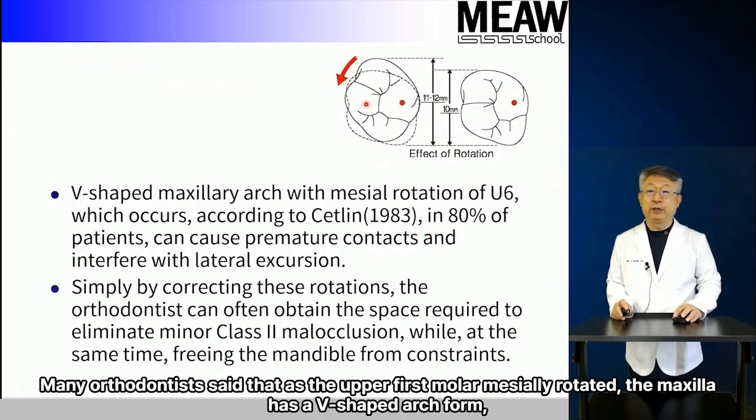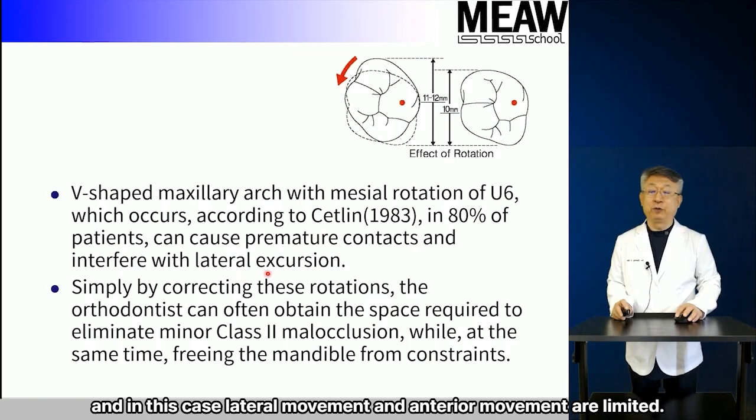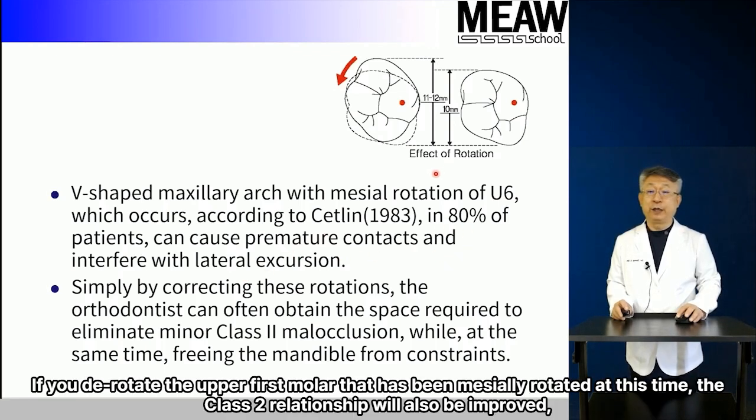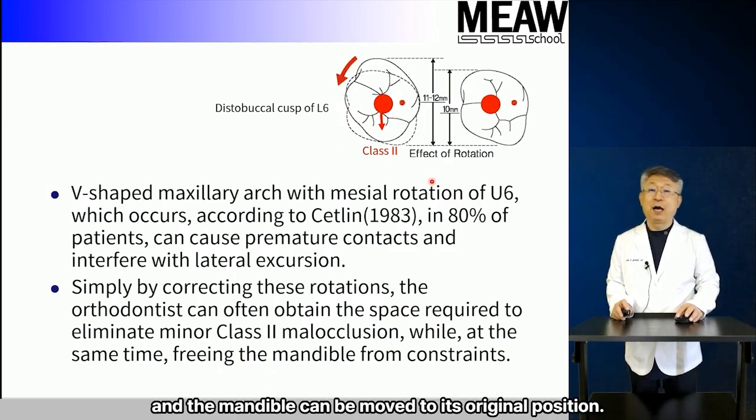Many orthodontists say that as the upper first molar rotates mesially, the maxilla has a V-shaped arch form, and in this case, lateral movement and anterior movement are limited. If you derotate the upper first molar that has been mesially rotated at this time, the class 2 relationship will also be improved, and the mandible can be moved to its original position.